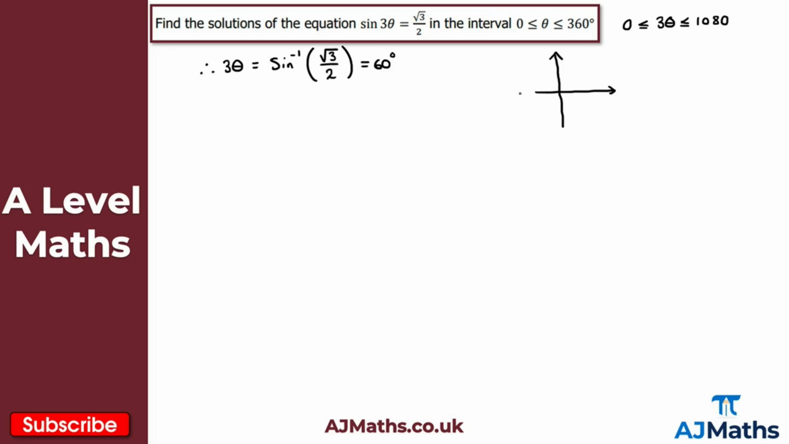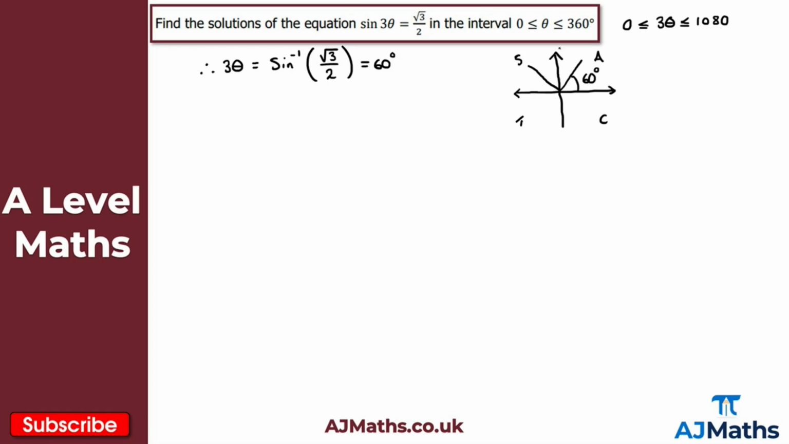Something like this here, like so. We've got C, A, S, and T. Okay, we're working with sine here. So where is sine positive? Well, sine is positive here. That's my principal solution of 60 degrees. And sine is also positive in this quadrant here.